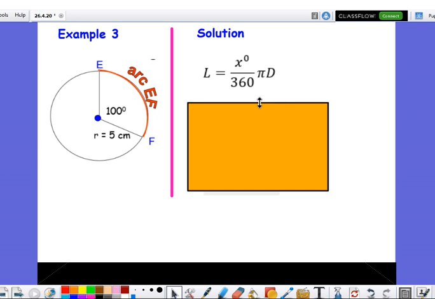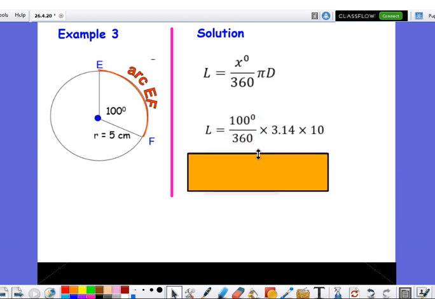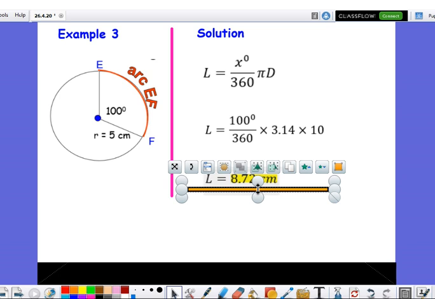We then substitute in the numbers we know, because we know the angle is 100 and the diameter is going to be double 5, which is 10. So it'll be L equals 100 over 360 times 3.14 times 10. Now in your calculator, you would type that in as 100 divided by 360 multiplied by 3.14 multiplied by 10. And you should get the answer 8.72.